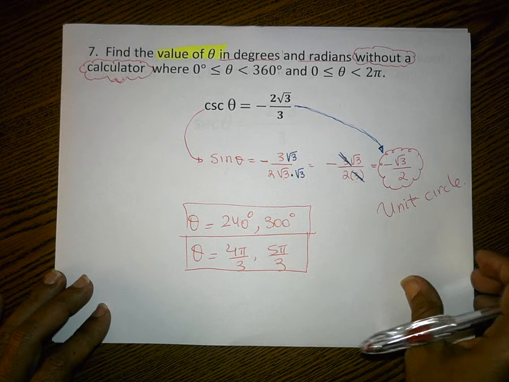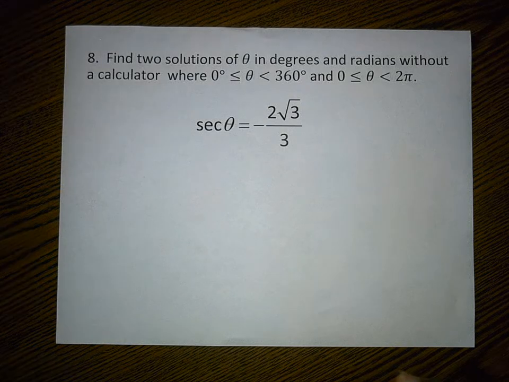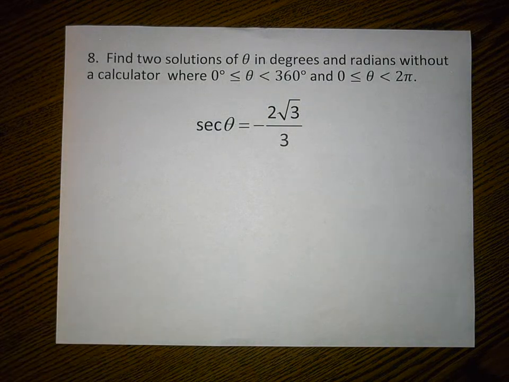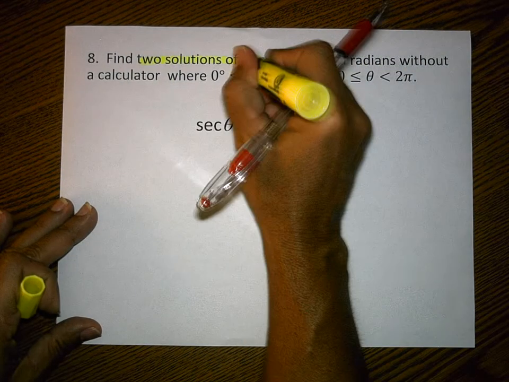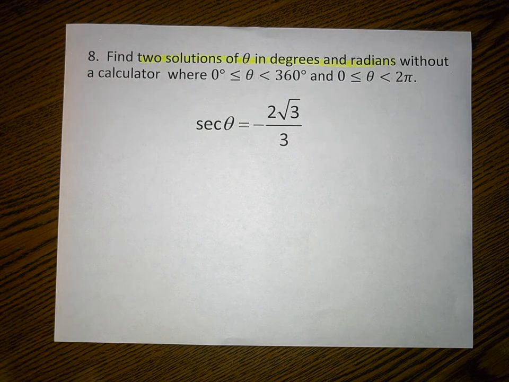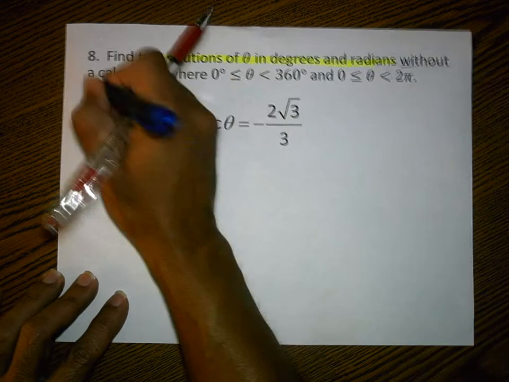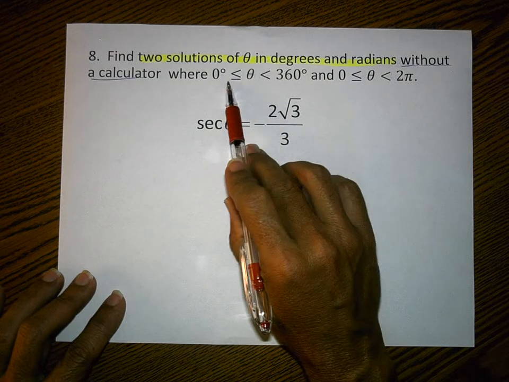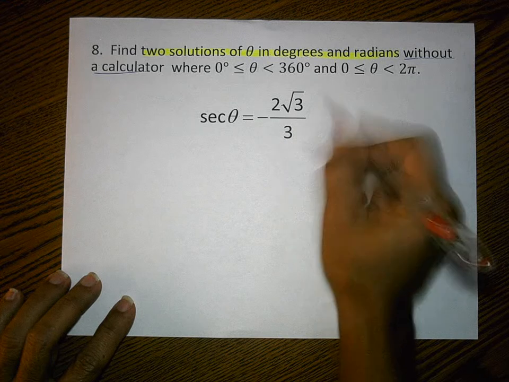Okay, let's do one more. Find two solutions of theta in degrees and in radians. So there are actually two solutions in degrees and in radians, without a calculator. I wonder how many of you don't cheat so much here. Okay, without a calculator. And theta is in a unit circle between 0 and 360 and 0 and 2 pi. The secant is -2 root 3 over 3.